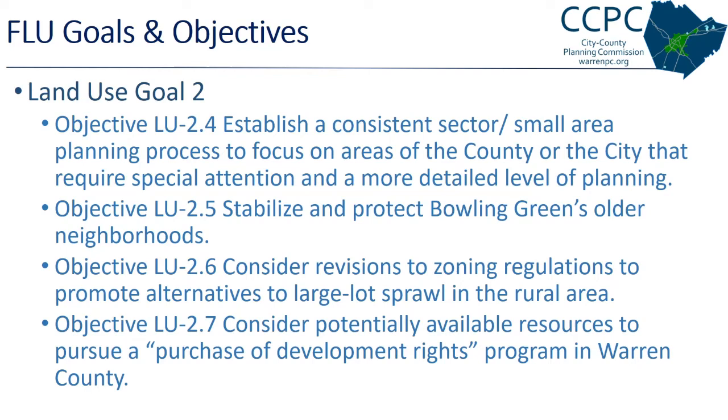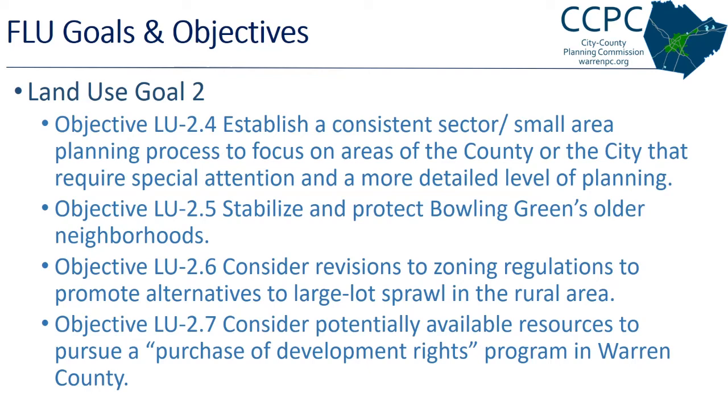Continuing on under Land Use Goal 2, Objective 2.4 is to establish a consistent sector, small area planning process to focus on areas of the county or the city that require special attention and a more detailed level of planning. We have several of these, although we certainly need to be more consistent with it and expand our neighborhood or small area planning through this process. And unfortunately, as a result of the tornado, we did a little more, I guess, a micro scale or neighborhood planning on the surface, but we certainly need a lot more effort into actual neighborhood planning and placemaking.